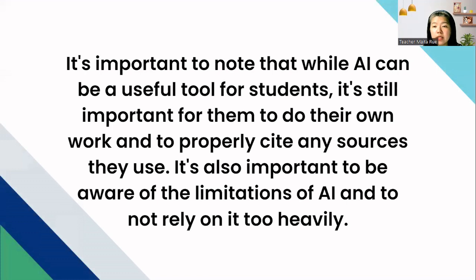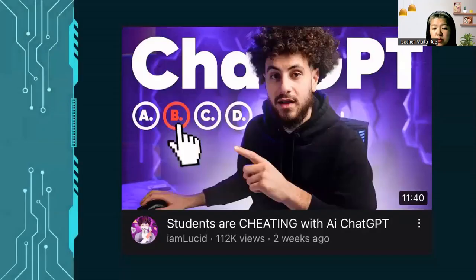It's important to note that while AI can be a useful tool for students, it's still important for them to do their own work, and to properly cite any sources that they use. It's also important to be aware of the limitations of AI and not to rely on it too heavily. We don't want them to rely.